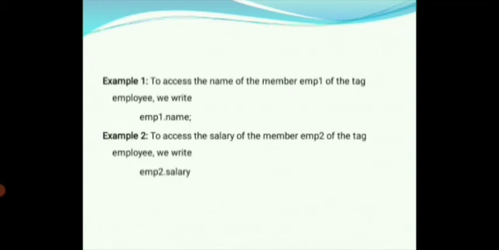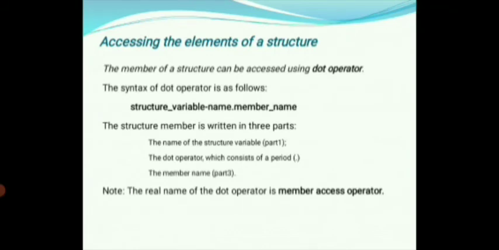So here is an example. Example 1 is accessing the name of the member employee 1 of the tag name employee. We can write it as employee 1 dot name. This is one example. Example 2 is accessing the salary of the member employee 2 of the tag employee. We can write it as employee 2 dot salary. These two are examples for accessing the elements of the structure.